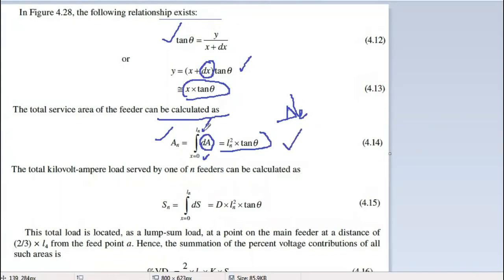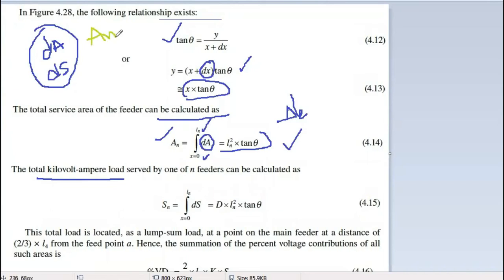Now if we know this, then we can calculate what is the total kilovolt amperes we want. So first we have taken one differential area, and we have calculated what is the differential load in that service area. Now we calculated what is the total service area. Now our step is to find out what is the total load. We have to find out. So this we can calculate by using this one, and this we can calculate by using this.